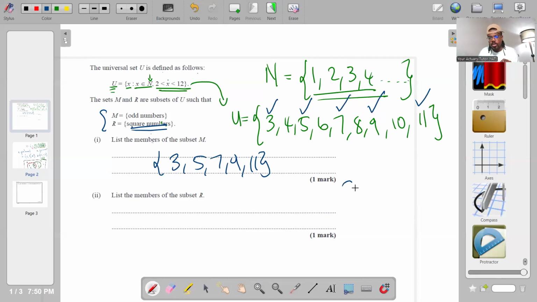Right? Then I go to 2 squared. That's 2 times 2. This exponent tells you how many times the base is going to repeat. So it's going to repeat twice, multiplying between it. So that's 4. Did I find 4 in the universal set? Yes. So I'm going to put 4 there.